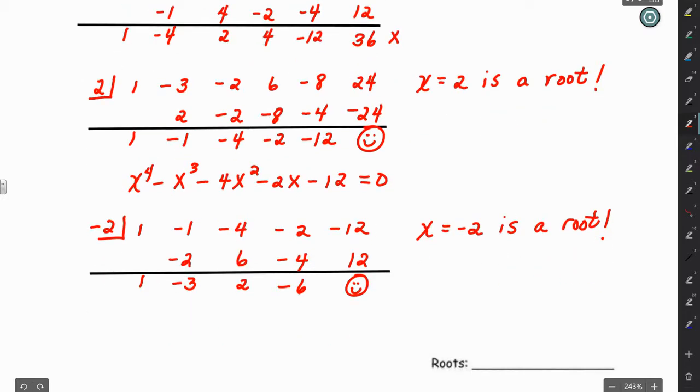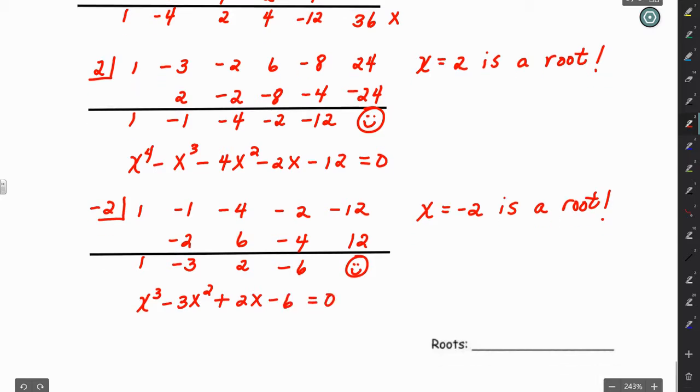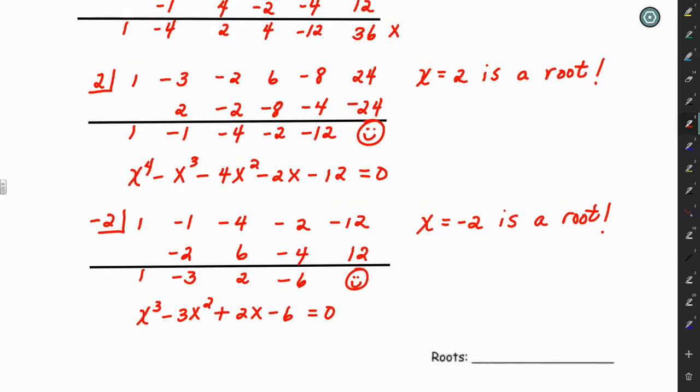We started with a 4th degree polynomial here, so now we're reducing it to a cubic polynomial. So we have 1x cubed minus 3x squared plus 2x minus 6 equals 0. We're not missing any terms, so we don't need 0 as a placeholder. Now, we've already checked 1 and negative 1. They don't work. We know 2 and negative 2 are roots. The next one to try is 3.